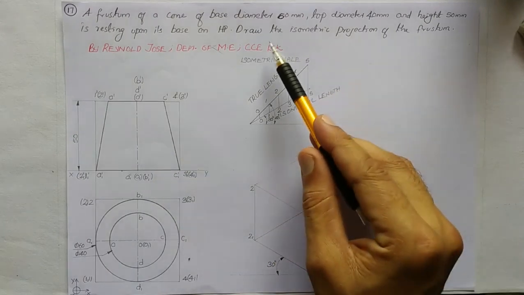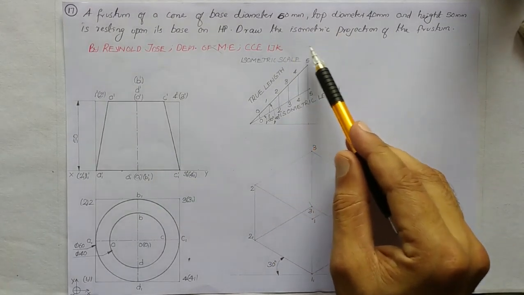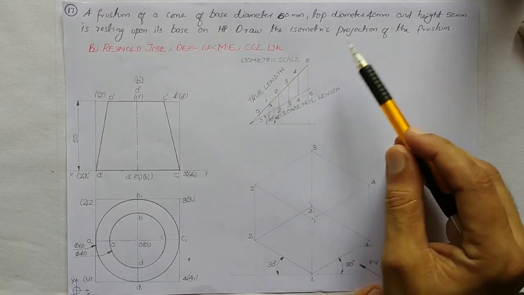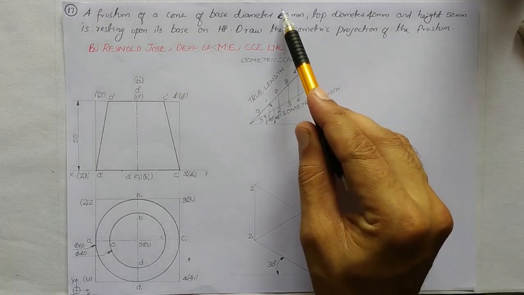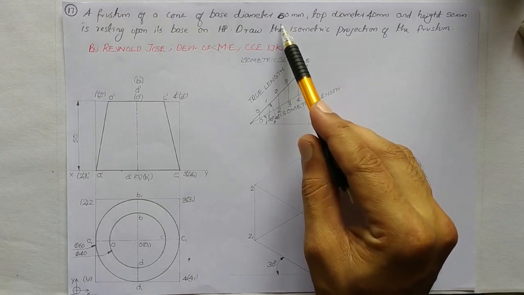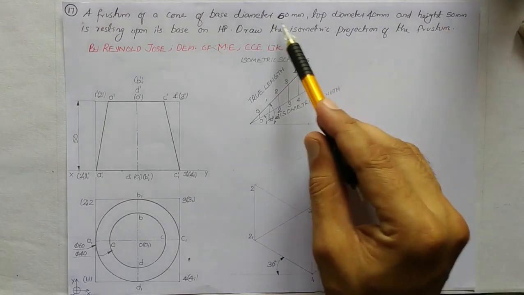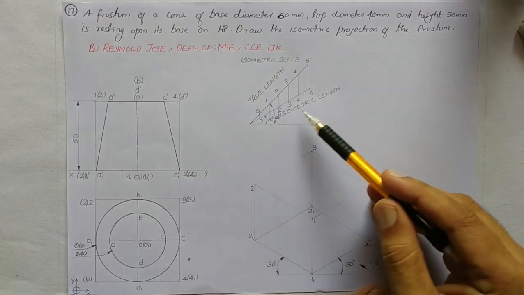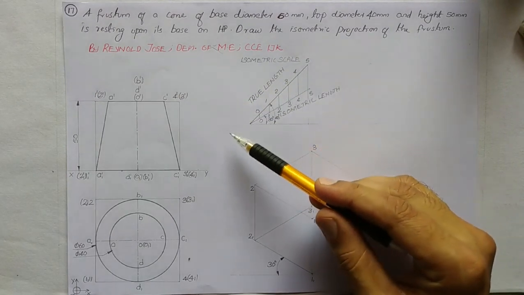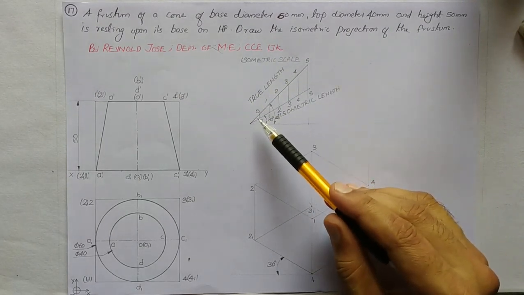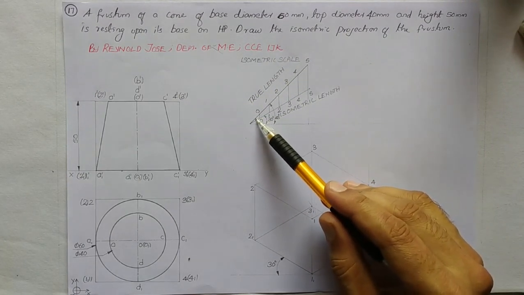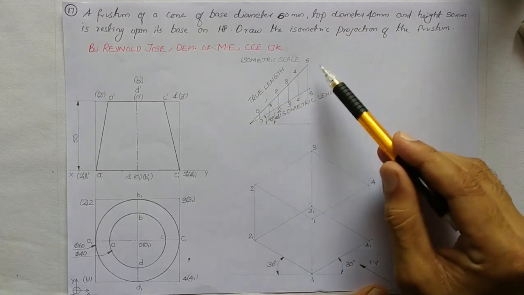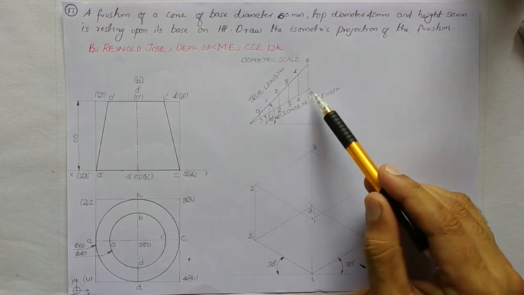Here, as we have to draw the isometric projection of the frustum, I have drawn an isometric scale. The maximum dimension that we are having is 60 mm. We have got three dimensions, 60, 40 and 50. Out of these three, 60 is the maximum, so we have to draw an isometric scale capable of reading at least 60 mm. If you count, we are having 6 divisions here, 1, 2, 3, 4, 5, 6. So this is 60 mm true length and this is 60 mm isometric length.